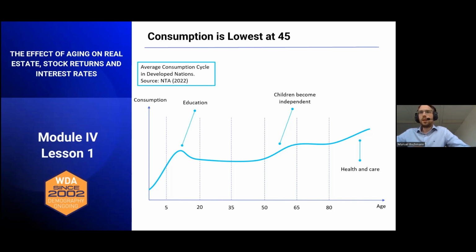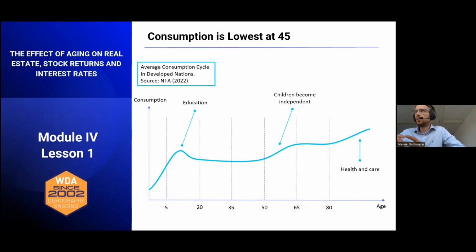And then consumption does not decrease with retirement. And this is interesting. This is not something that is generally known, but once we retire, we don't consume less. We maybe consume a bit differently. Maybe we consume a bit more healthcare, maybe a bit less sports, but generally consumption remains high between ages 65 to 80.